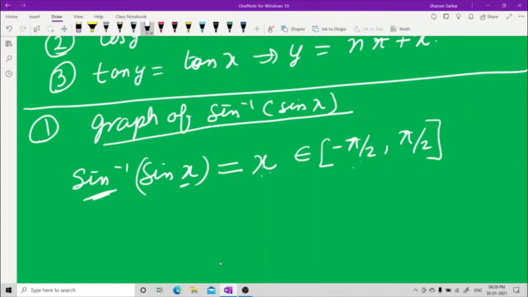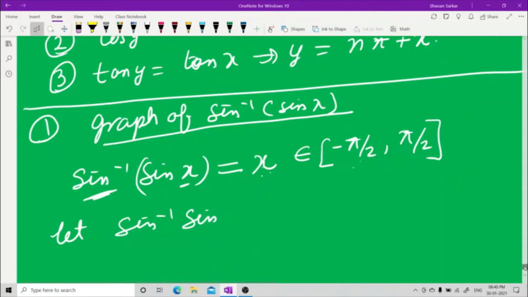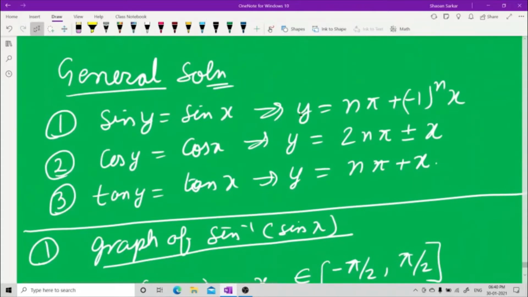Now let's see, I can write this in this manner, no problem. Let sin inverse sin x be this. I will be using this result basically. See how I will be using it.